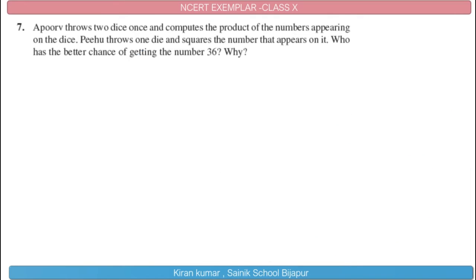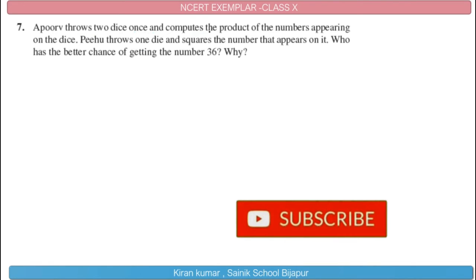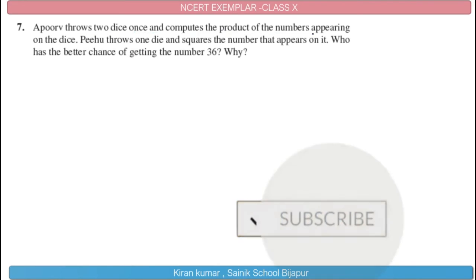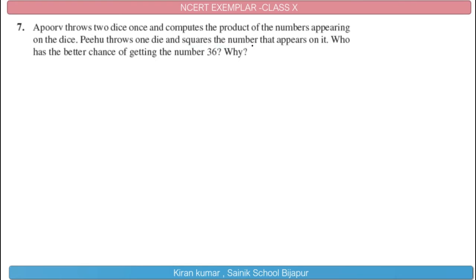Question number 7. Apurv throws 2 dice once and computes the product of the numbers appearing on the dice. Pihu throws 1 die and squares the numbers that appear on it. Who has the better chance of getting the number 36 and why?